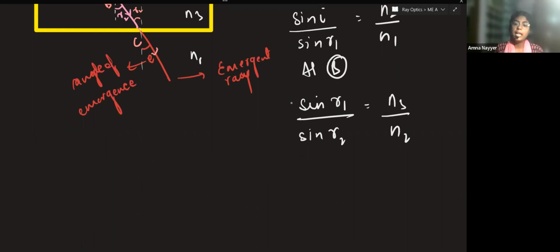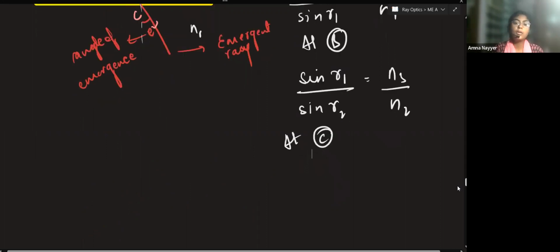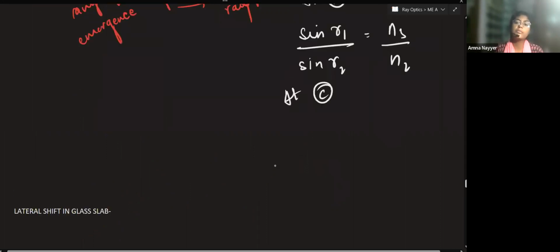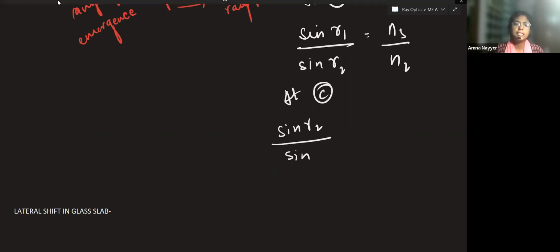Like this. And if you apply Snell's law at point C, then it will become further. See, now your angle of incidence is what? Your angle of incidence is R2. Sine R2 by sine R3, or R3... you don't have R3. We have taken it as the angle of emergence. Let's take it as E only. This will be equal to N1 by N3.